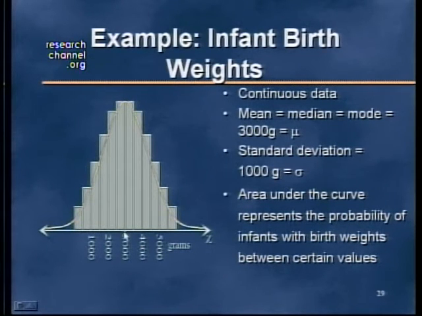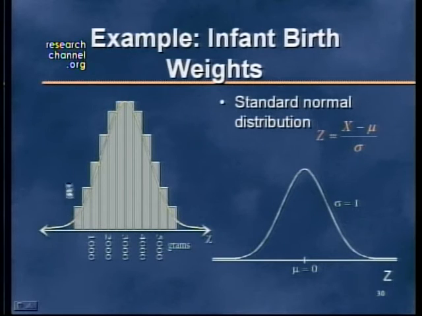and it represents the probability of infants with different birth weights. So what's the probability of having a baby with a birth weight more than 3,000 grams? It's 50%, 0.5. The probability of a baby weighing less than 3,000 grams, because of symmetry, is also 0.5. And remember, we already said about 68% would fall between 2,000 and 4,000.